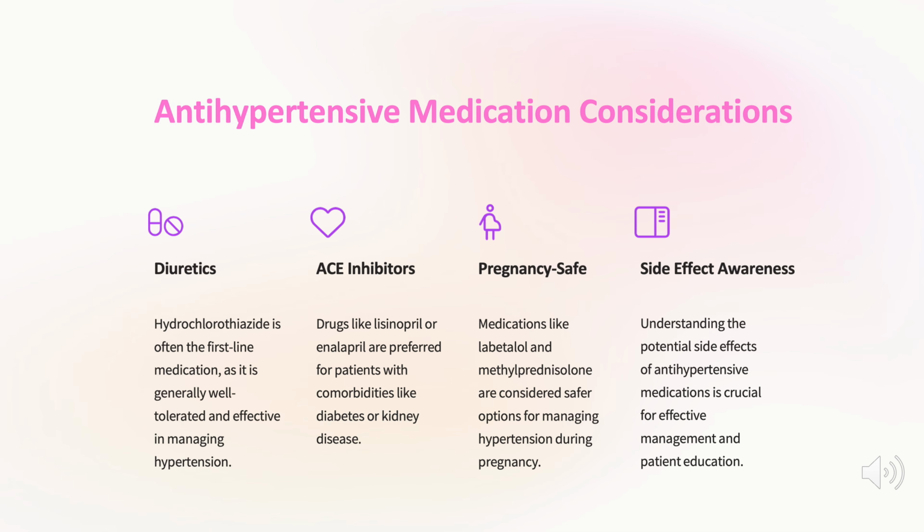Now, let's delve into considerations regarding antihypertensive medications. Diuretics, such as hydrochlorothiazide, often take the spotlight as the first-line medication. They're favored for their generally well-tolerated nature and effectiveness in managing hypertension. For patients with comorbidities like diabetes or kidney disease, ACE inhibitors like lisinopril or enalapril are preferred. These drugs offer added benefits beyond blood pressure control, making them suitable choices for certain patient populations.